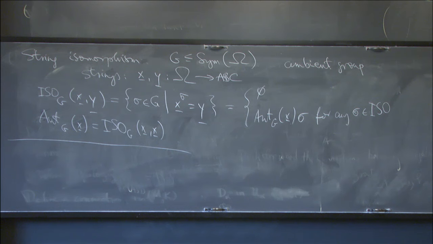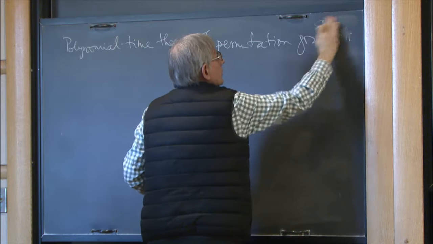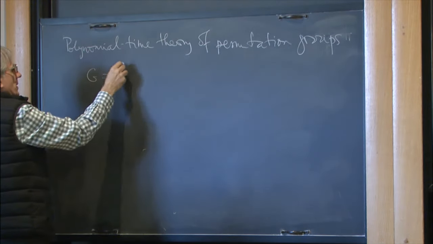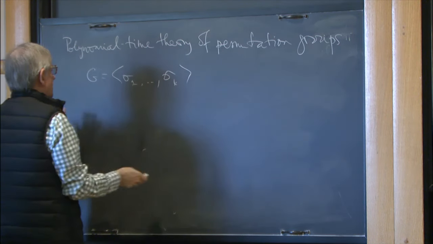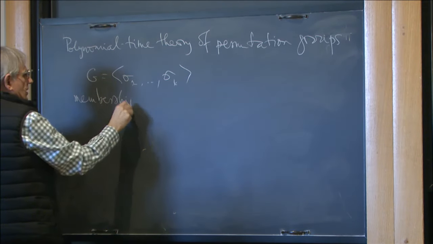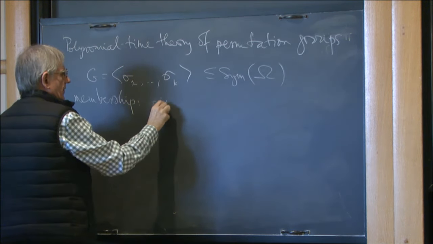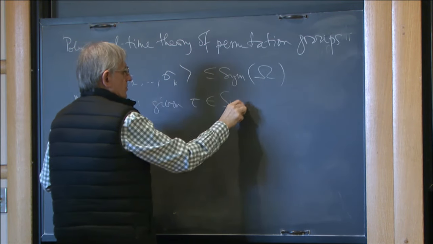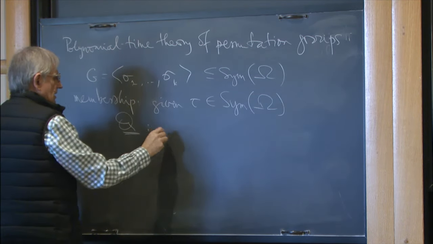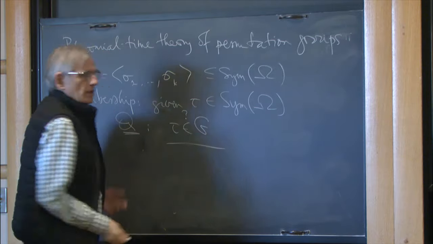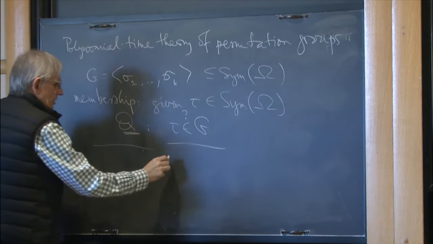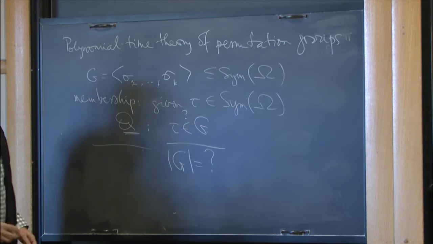Okay. So I should mention there is a 40-year-old polynomial time theory of permutation groups, which is always implicit here, which in particular, if a group G is given by a list of generators, sigma 1, ..., sigma k, then the membership problem: this is a subgroup of the symmetric group on omega, and we are given tau, which is also a permutation. The question is, is tau a member of G? This question can be answered in polynomial time, or the other question, what is the order of G? That can be answered in polynomial time.